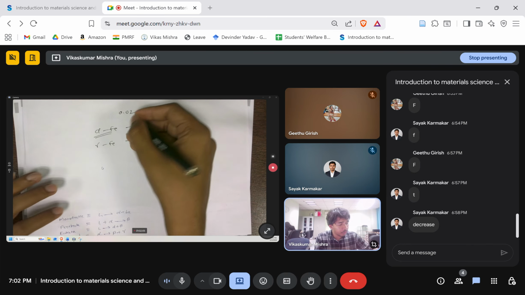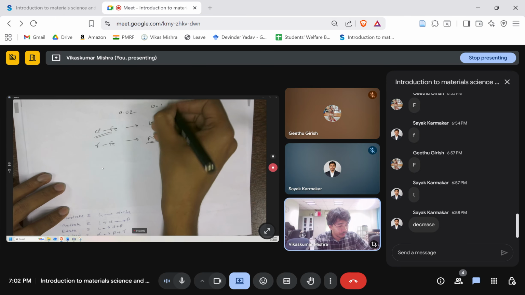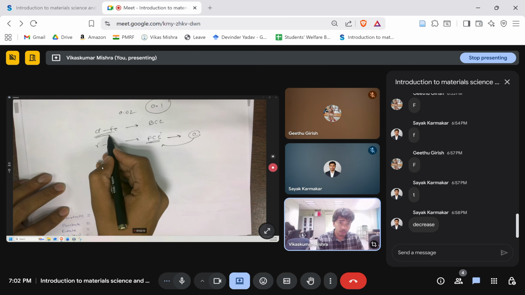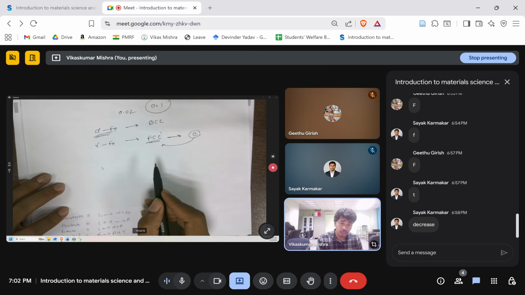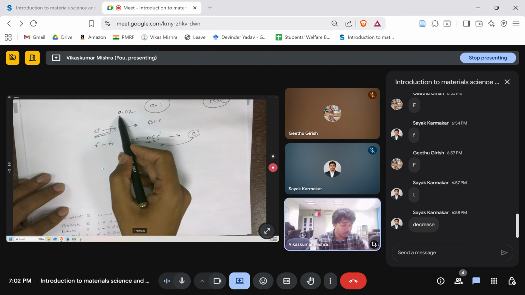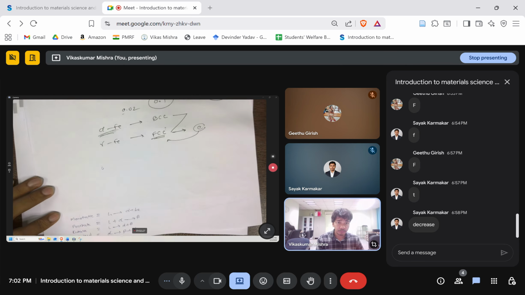For example, if I am trying to put 0.01% carbon in the alpha ferrite, it will reject the remaining part and it will form the Fe3C. It will not go more than this at a particular temperature because its structure is like that. The BCC is not allowing it. They both have different structures.